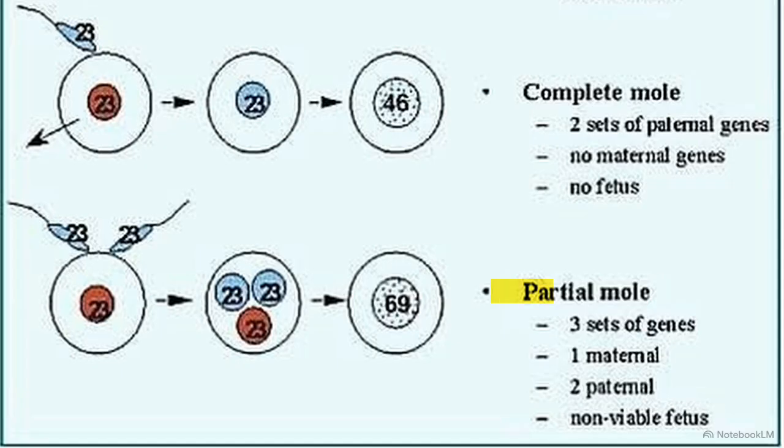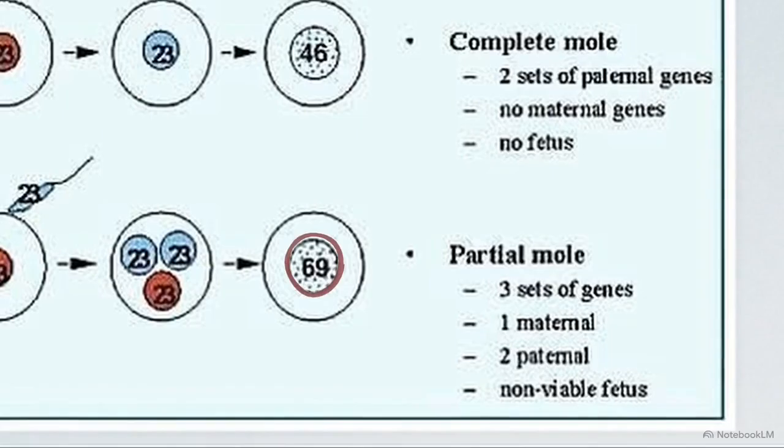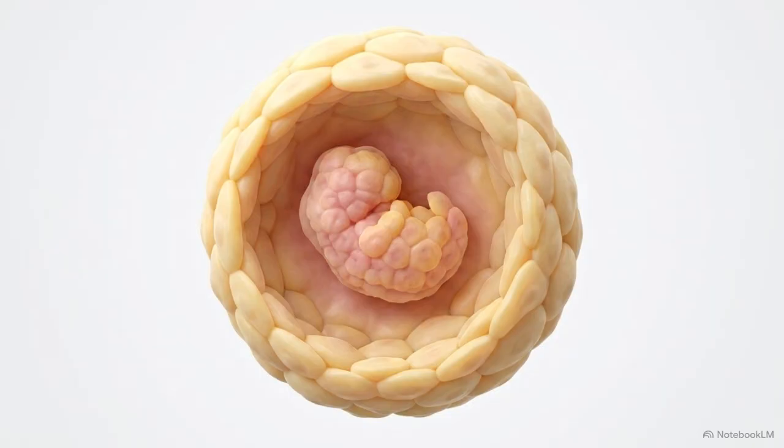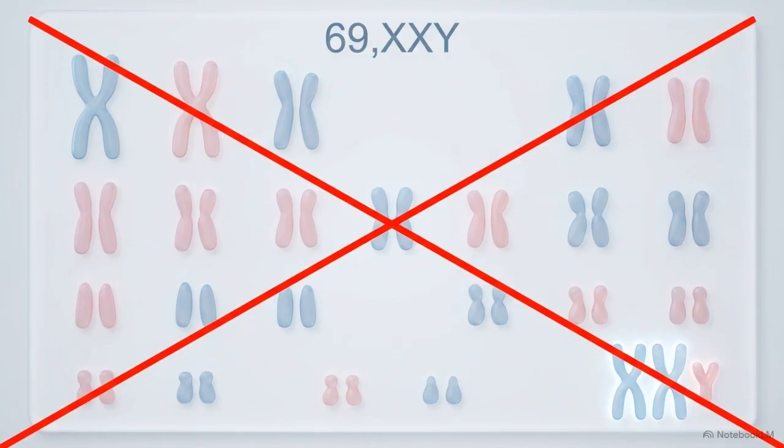A partial mole follows a different genetic path. In this case, a perfectly normal egg is fertilized by 2 normal spermatozoa. This results in a triploid state, typically a 69XXY or 69XYY karyotype. Because one set of maternal genes is present alongside the paternal sets, early embryo formation remains possible. While fetal parts may be visible, the excessive paternal DNA renders the fetus non-viable.